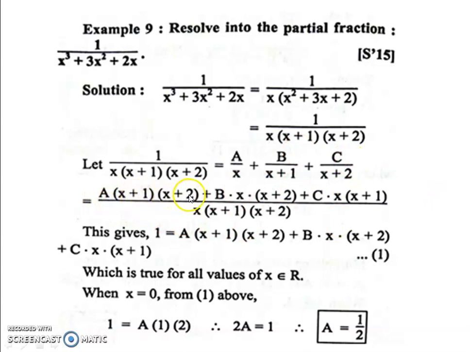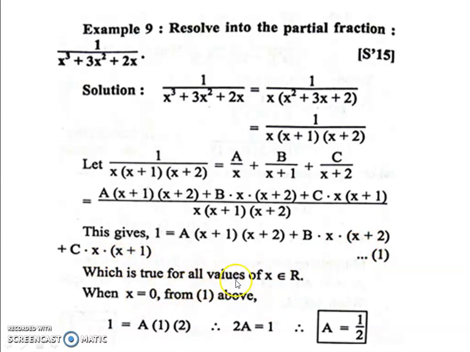So A into (x plus 1) into (x plus 2) plus B into (x plus 2) plus C into (x plus 1) upon x(x plus 1)(x plus 2). These will get cancelled. The easy trick is: for A, x is removed, so multiply (x plus 1)(x plus 2) by A. For B, x plus 1 is removed, so x into (x plus 2) is there. For C, x plus 2 is removed, so we multiply x into (x plus 1) by C. That is the easy trick. So 1 is equal to A(x plus 1)(x plus 2) plus B x(x plus 2) plus C x(x plus 1).